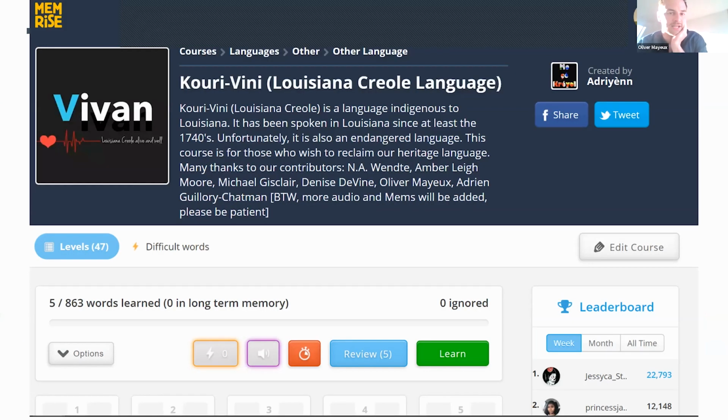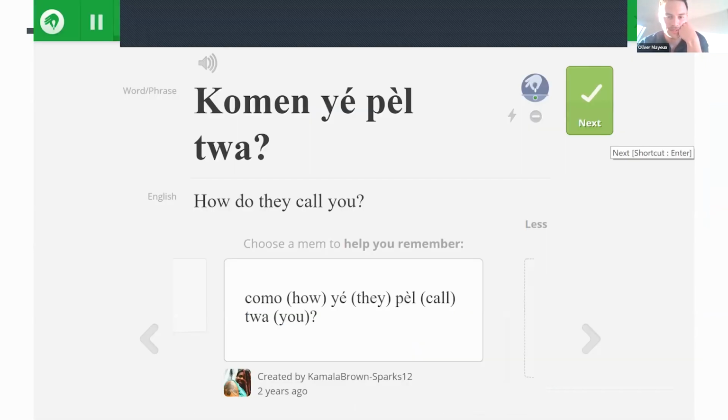And here is the Louisiana Creole Memrise course. It has 47 levels in this screenshot anyway. And there are really many people learning the language using this. This acts as another point of reinforcement outside of the virtual classroom. This is what it looks like. As you can see, it's actually pretty similar to Duolingo in its interface. That's very popular.